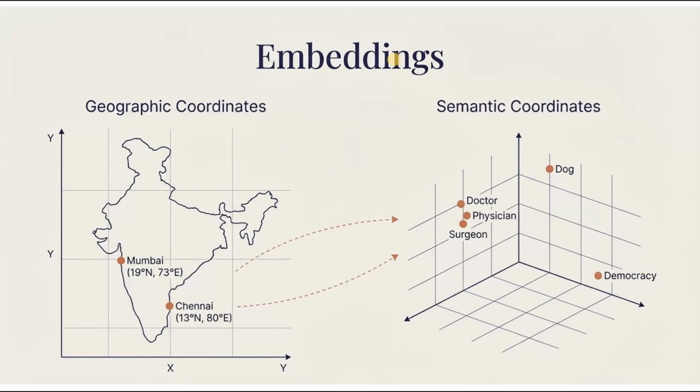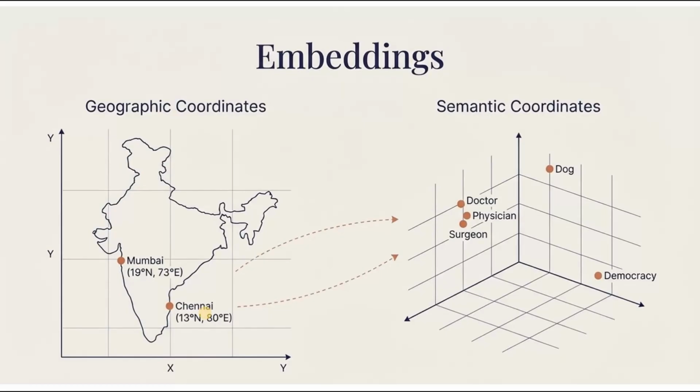Let's discuss a small example so that we will be very clear on the vector and stuff. Look at this map of India here. Every city has coordinates. For example, Mumbai is at roughly 19 degrees north and 73 degrees east. And Chennai is at 13 degrees north and 80 degrees east. These coordinates are numbers, but they encode geographic relationships. Cities that are close on the map have similar numbers.